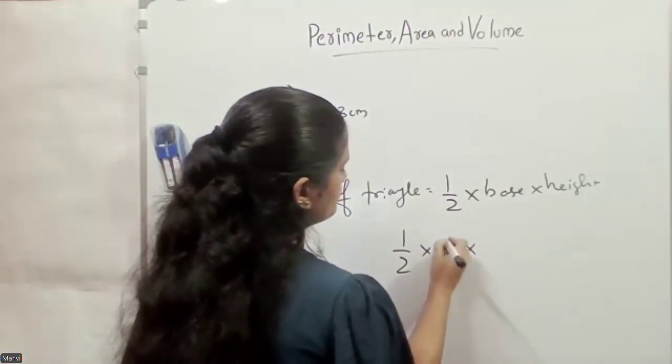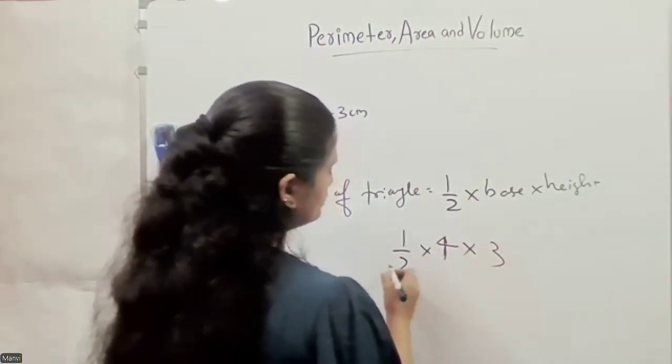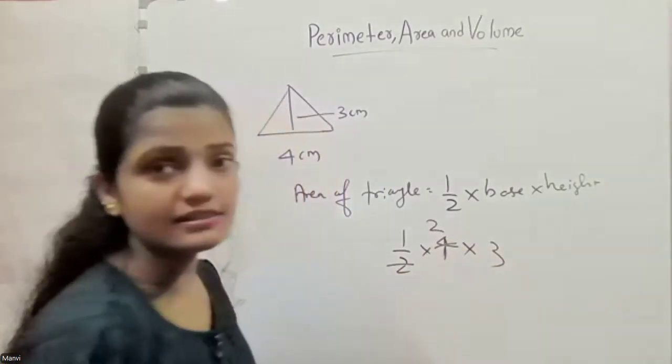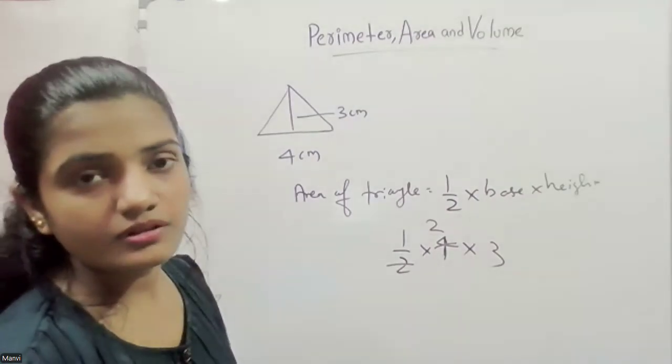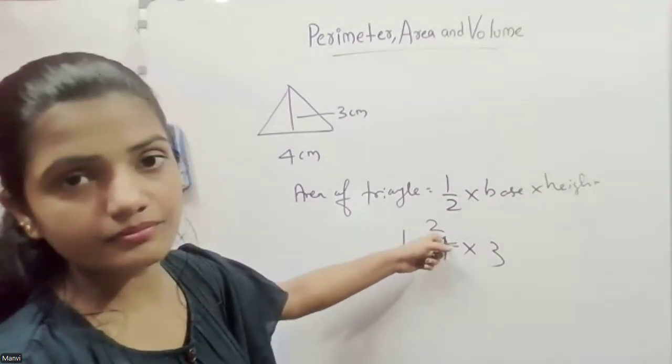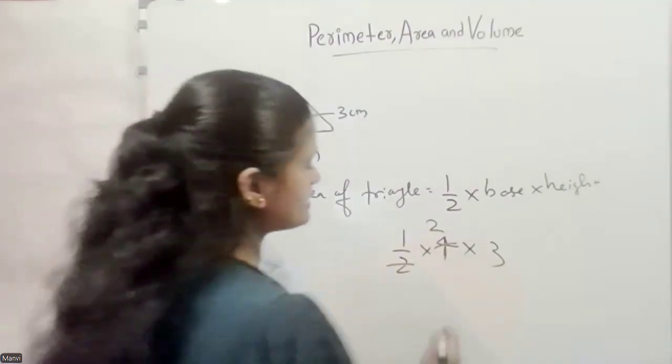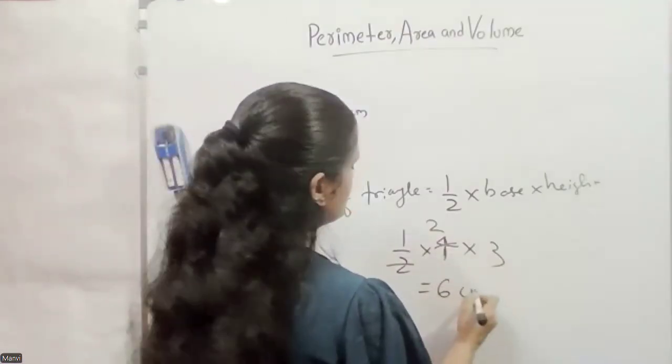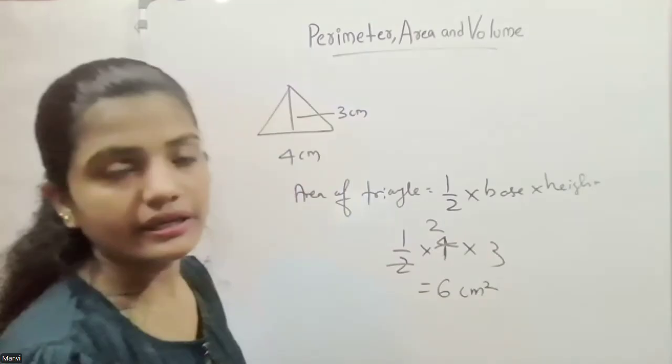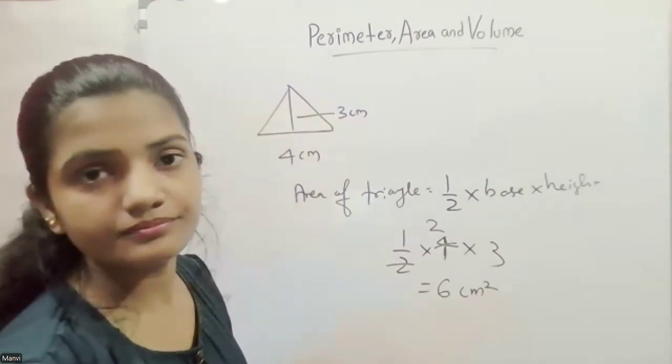So half, which is 3, then base is 4, then 3. So this 2, that 2. You can cancel this way. 2 goes into 4 two times. Now 3 times 2 is 6. So area will be 6 centimeter square. Area is always in square.